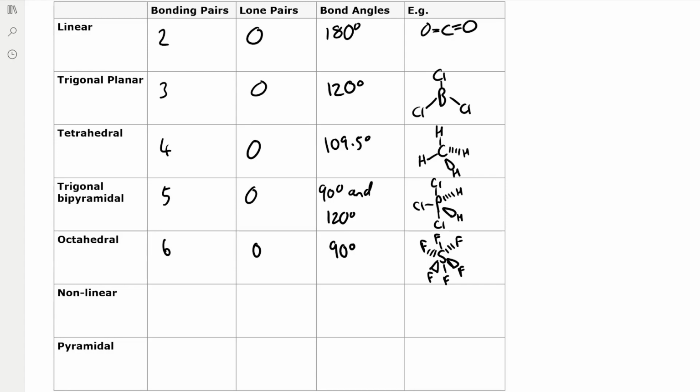Then we have non-linear molecules. So this is where we have lone pairs involved. And in a non-linear molecule, we have 2 lone pairs and 2 bonding pairs. And the lone pairs reduce the bond angle because they repel more strongly than bonding pairs. So the bond angle in a non-linear molecule is 104.5 degrees. And an example of a non-linear molecule is H2O, water.